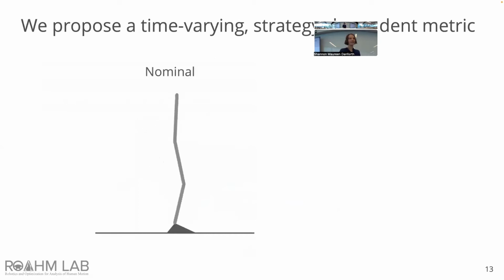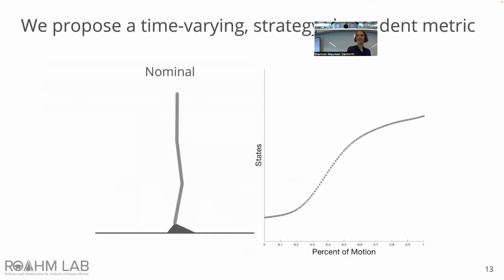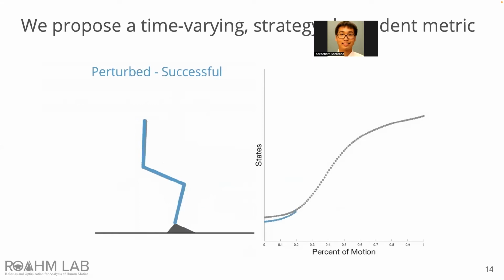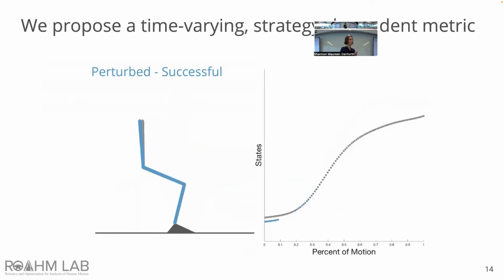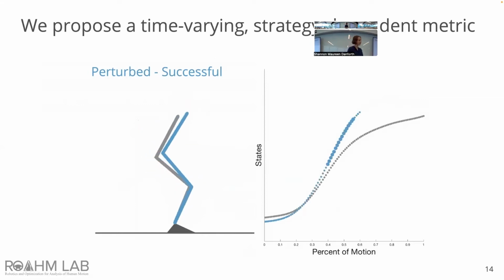Here we have an individual's nominal sit-to-stand motion, and we can build a model of this motion. And for this cartoon, I'll lump all the states together on the y-axis and plot them through time. So under this nominal control strategy, there are certain perturbations like this forward force shown here that the individual can successfully recover from and still reach standing.